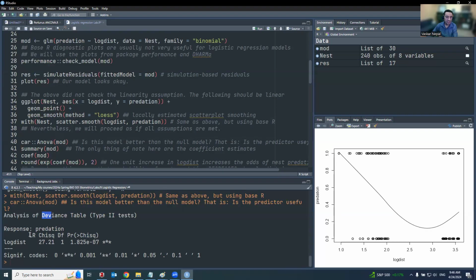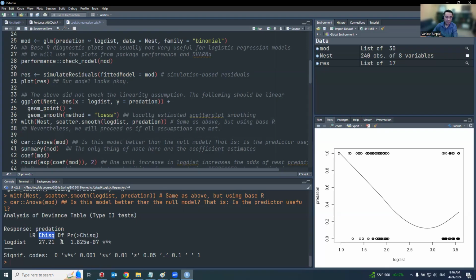And the test statistic is the likelihood ratio chi-square statistic. This is different from what analysis of variance did. Analysis of variance uses the F distribution. Analysis of deviance uses the likelihood ratio chi-square distribution. Okay, it uses a whole different distribution. Also remember that analysis of variance has 2 degrees of freedom, right? The F distribution has 2 different types of degrees of freedom: numerator degrees of freedom and denominator degrees of freedom.